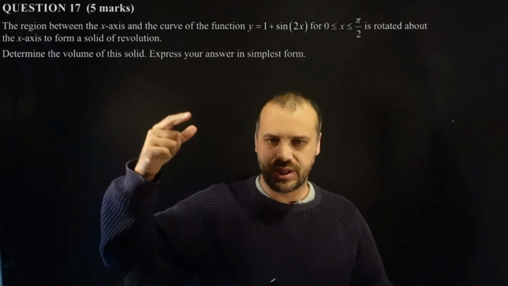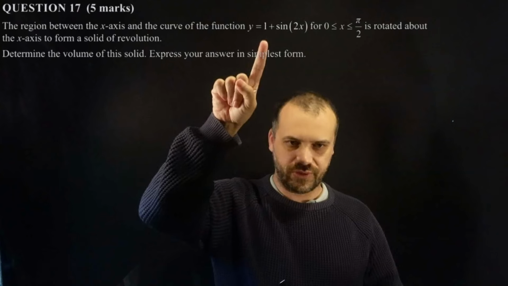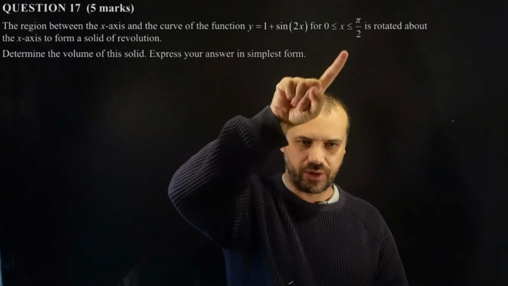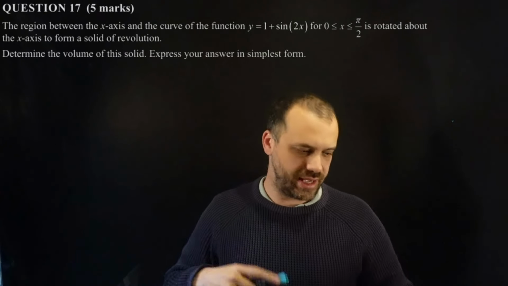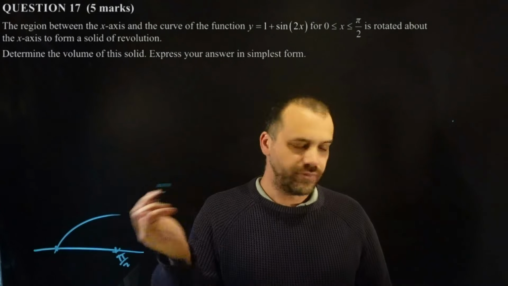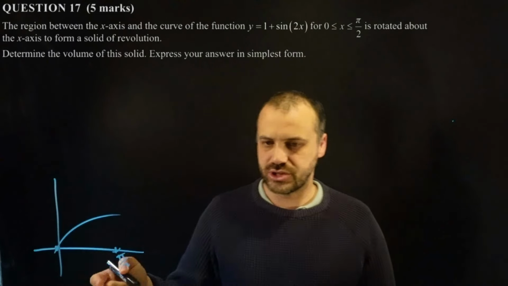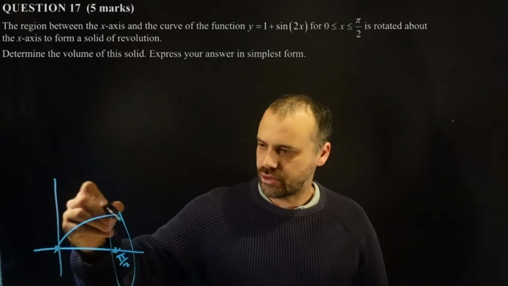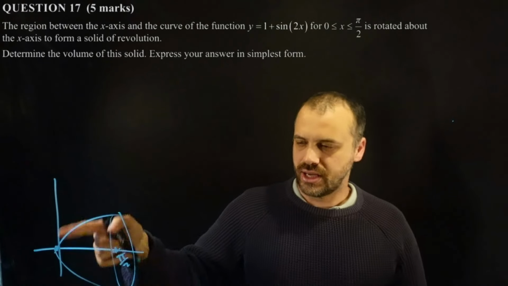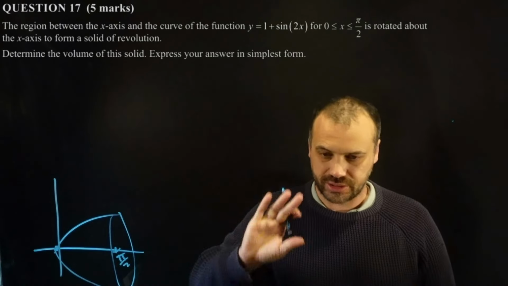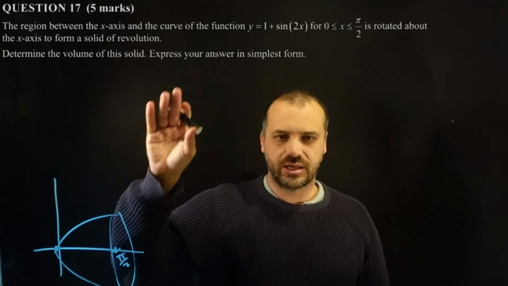All right, so we've got a fun little volume of solid of revolution here. The region between the x-axis and the curve of this function between 0 and pi on 2 is rotated around the x-axis. So very quick drawing. I've got no idea what the curve looks like, but let's just assume it looks something like that. We're rotating it around here, and we're going to get some sort of object. Okay, that's the drawing done.